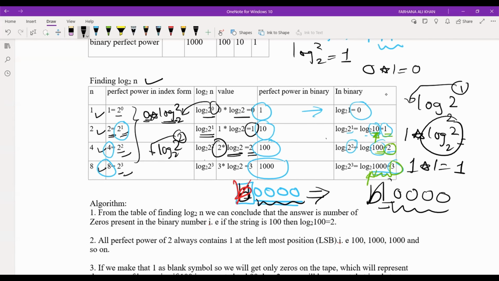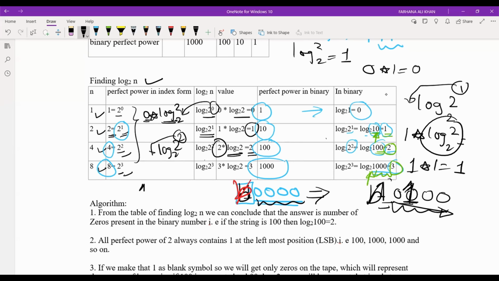We should not get an extra 1. If you get an extra 1 in between, that will not be a perfect power of 2. So after converting the first bit, which is your 1, into a blank symbol, we will move right and check for any occurrences of 1. If by mistake we get any occurrence of 1, that is an error and we will stop the algorithm there.